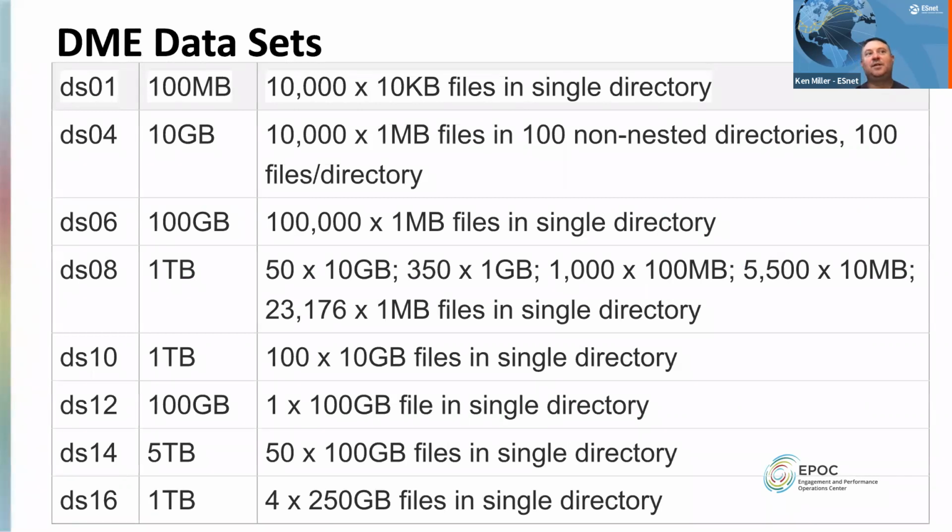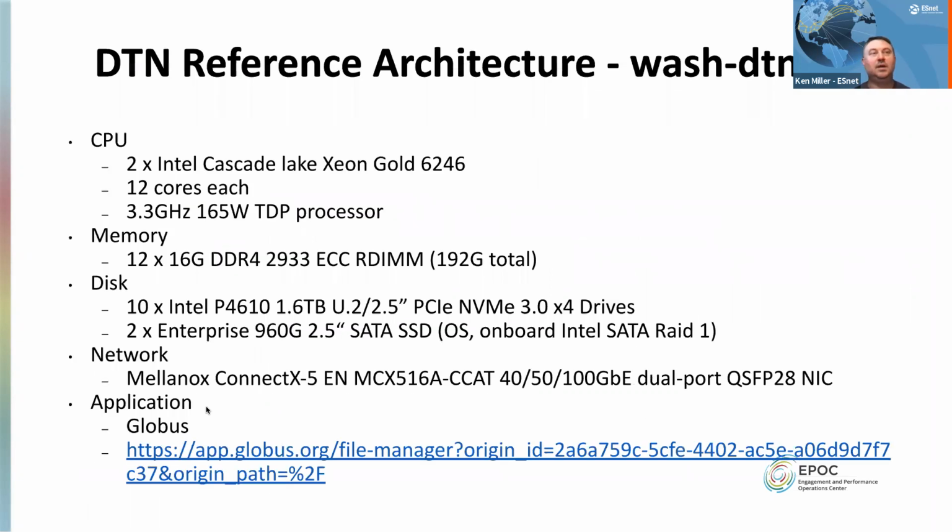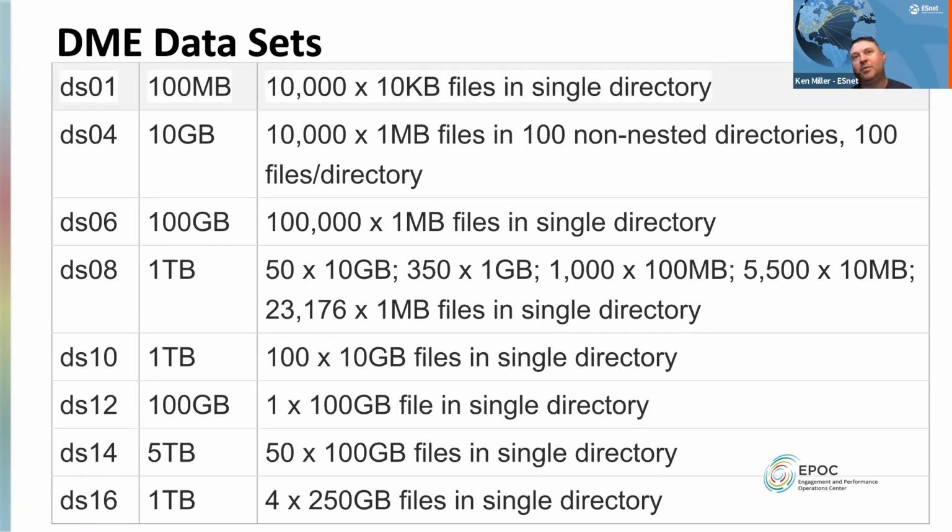The data sets as part of the DME related here, the 1 terabyte data sets, 8, 10, and 16. We use those a lot. Another one is the 100 gig. If you have a smaller DTN, you want to do the 100 gig option. There's DS6, DS12. ESnet also has, I think it's on this slide here, coming up, a number of climate data sets that are 250 gigs each.